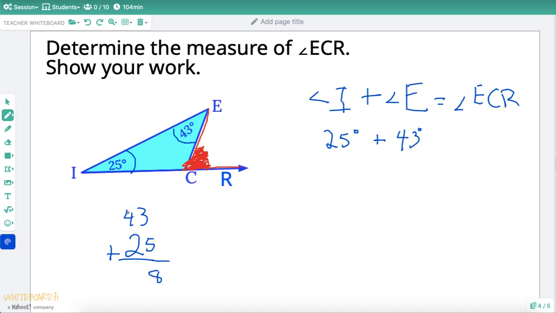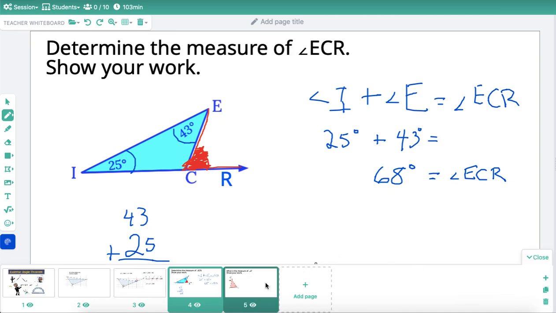This is going to be 8, no, nothing to carry, and this is 6. So together, these are 68 degrees, which tells me that angle ECR is equal to 68 degrees. And I have just determined the angle measure of that angle in red, which is what I was looking for. So that's what you would do for this.